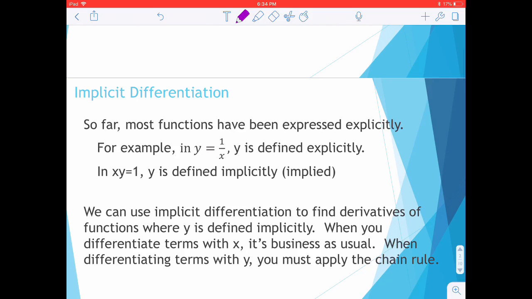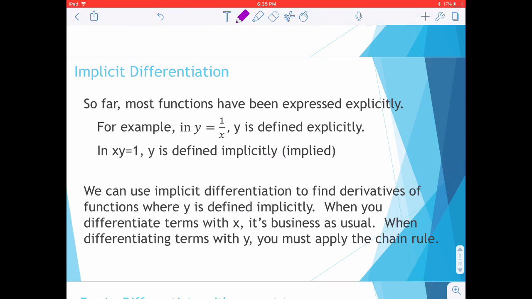A little information we need to know. Implicit differentiation. So far, most functions have been expressed explicitly. For example, in y equals 1 over x, y is defined explicitly. In x times y equals 1, y is defined implicitly, or it is implied. So we can use implicit differentiation to find derivatives of functions where y is defined implicitly.